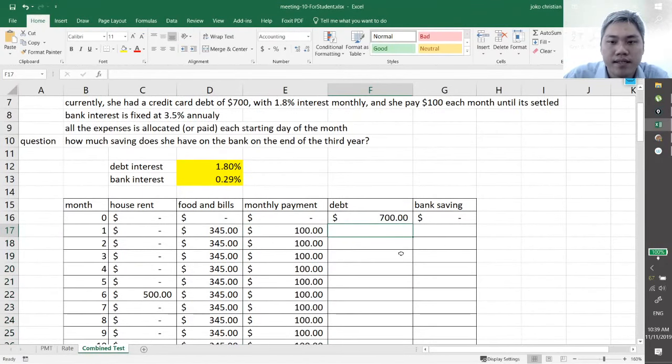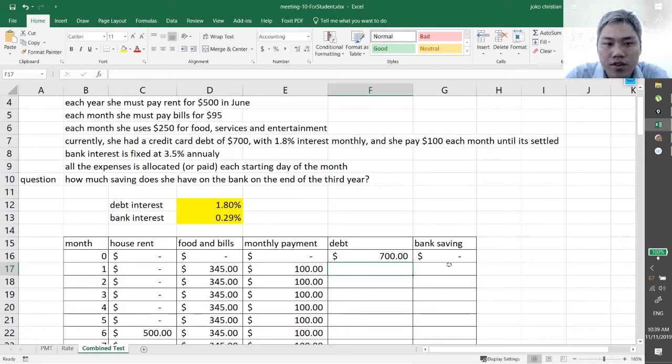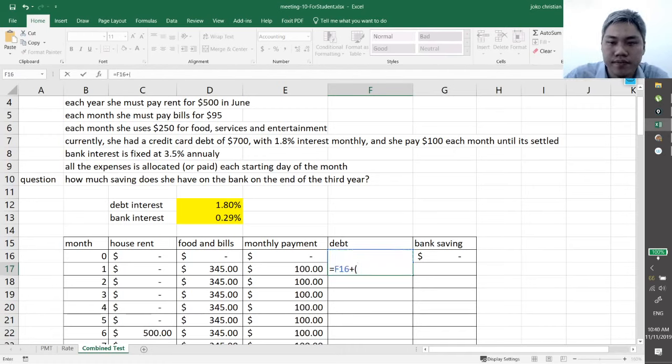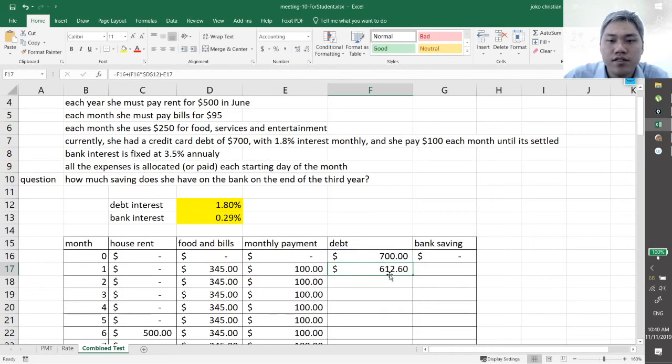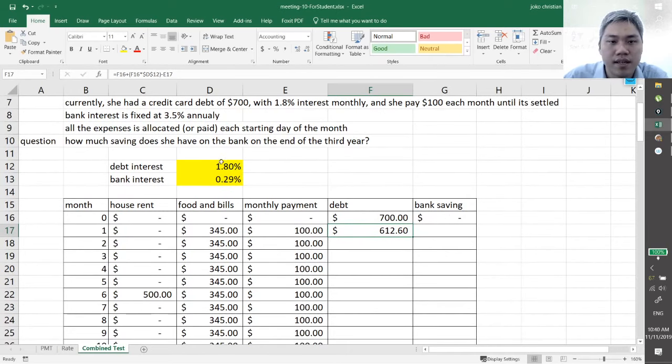And now the debt. Okay, now let's count the debt. Equals previous debt plus the previous debt multiplied with the debt interest. I use the absolute function here, and then subtract it with the monthly payment. Okay, I just recheck the function. D12 is the debt interest, correct? So in the end of the first month, she'll have about $612 left on her debt, because there's a debt interest of 1.8%.